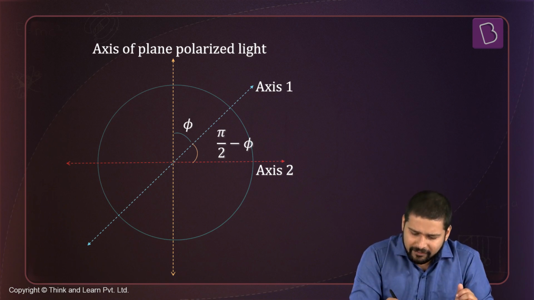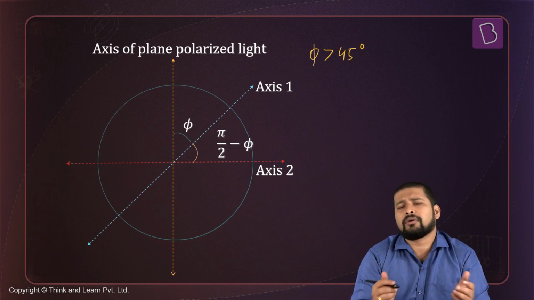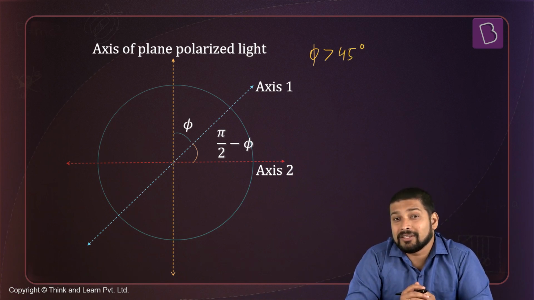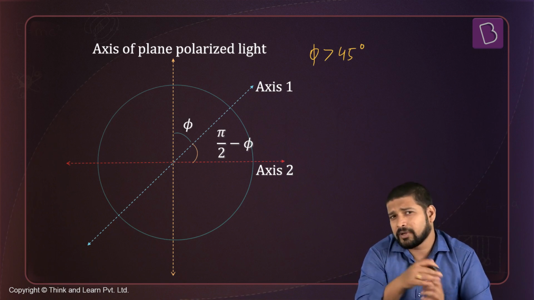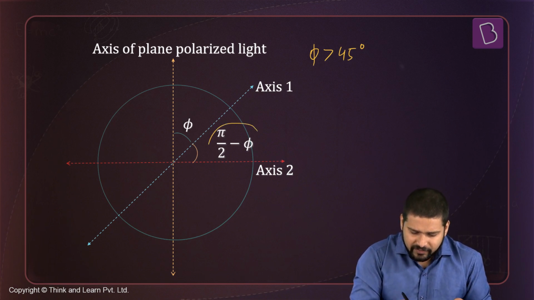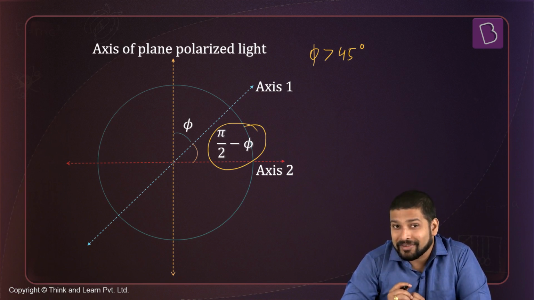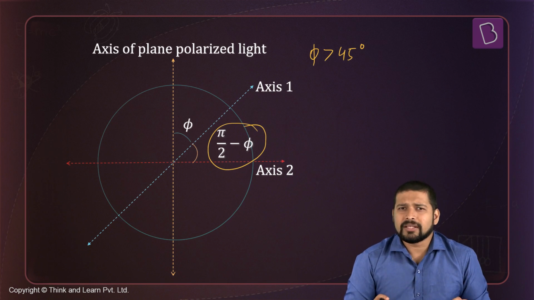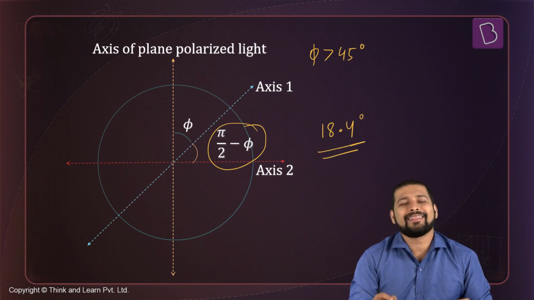So if phi is greater than 45 degrees, since cos theta is a decreasing function, as you go on increasing the value of theta, the value of cos theta goes on decreasing, correct? By using that logic, we understand that 90 minus phi has to be definitely less than 45 degrees. So if that is going to be less than 45 degrees, we have got only one option, that is 18.4 degrees, and that is the correct answer to this question.